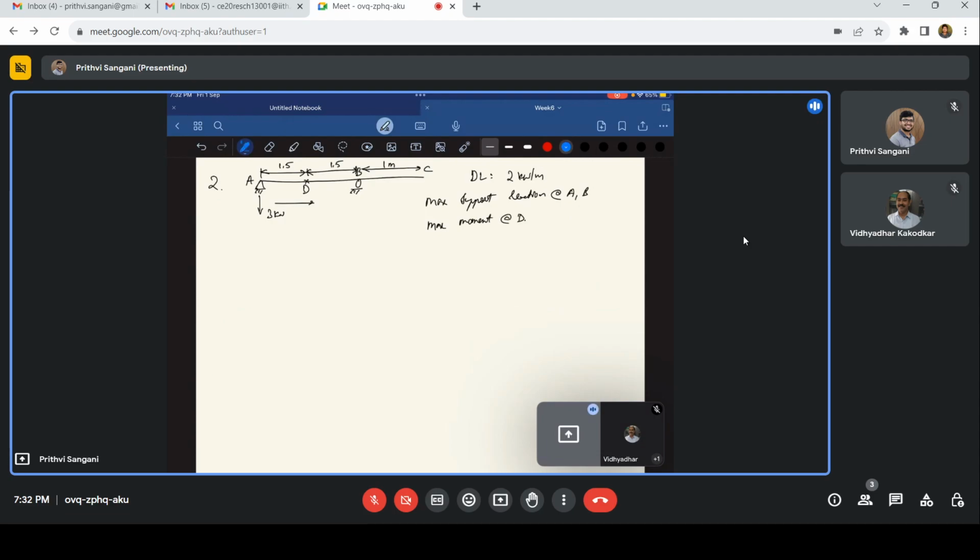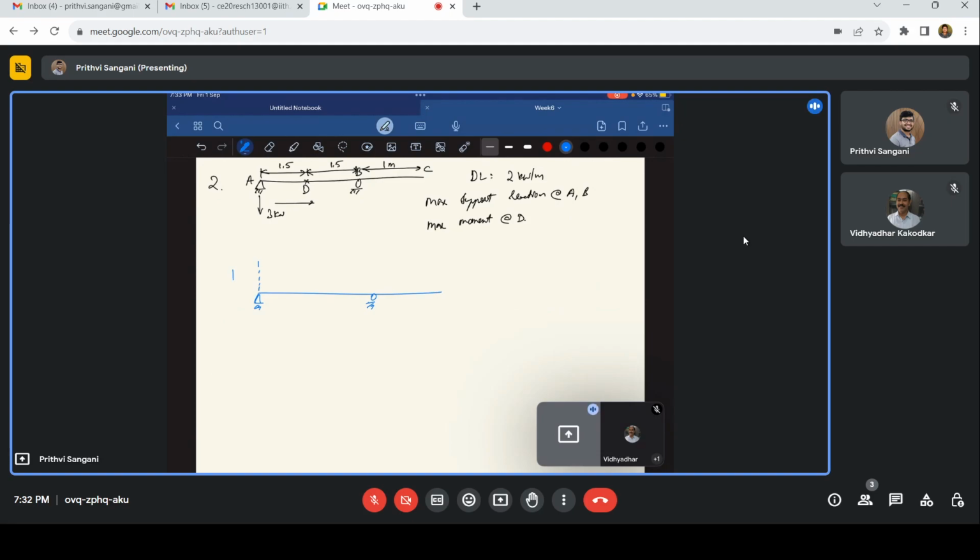So let us solve this question directly. Previously, we placed a unit load at various positions and found the influence line diagram for the shear force. For the maximum support reaction at A it is very direct. Like I said in the previous one, how do we find the maximum shear force? We just lift the beam by one unit.